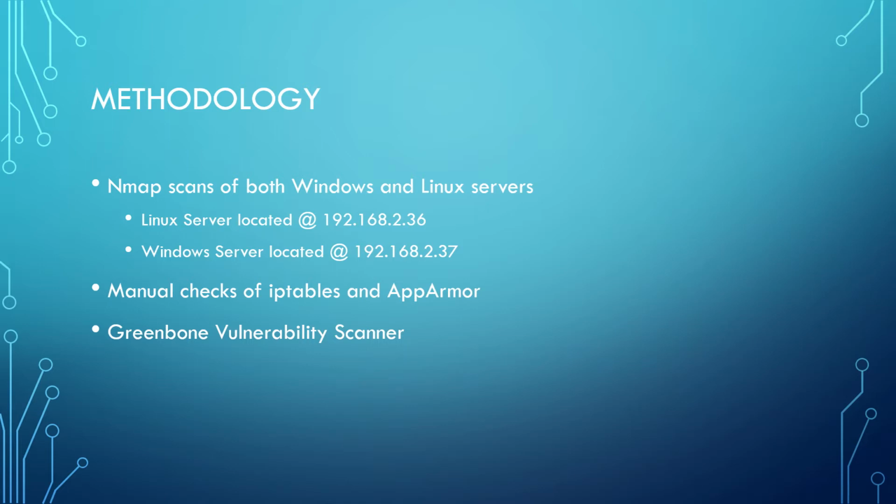The last method used was the Greenbone vulnerability scanner. What this does is scan both the Windows and the Linux box of Robert Fowler and let us know if there are any vulnerabilities that it finds in both the servers. It then provides a report of the vulnerabilities it finds and defines whether or not they are low risk, medium risk, or high risk. So the first thing we're going to look at is the Linux box, and specifically the Nmap scan and results that we got from it.